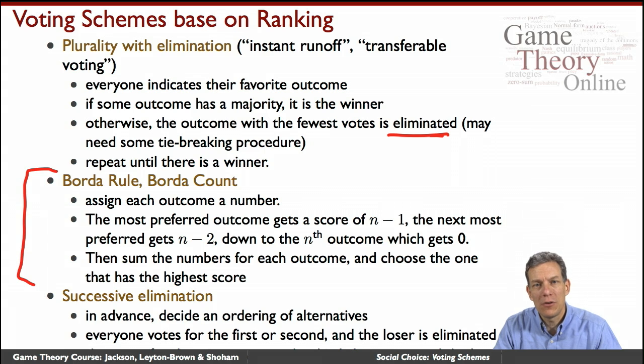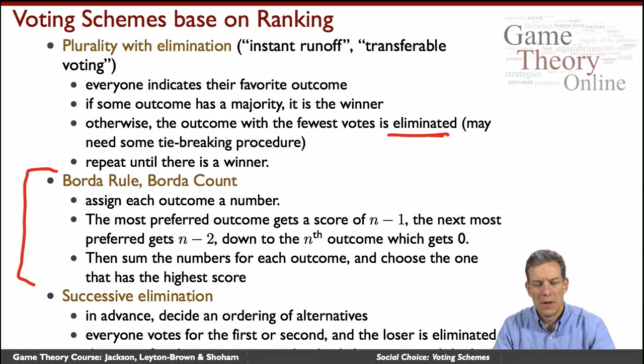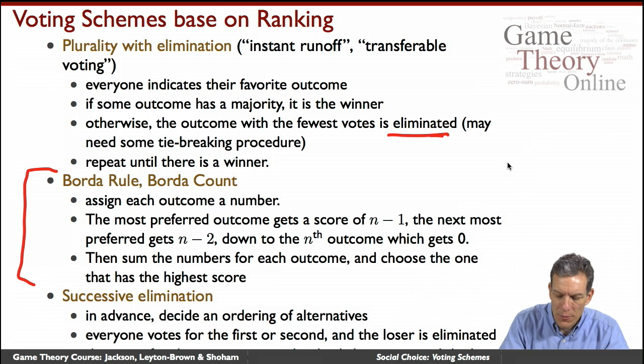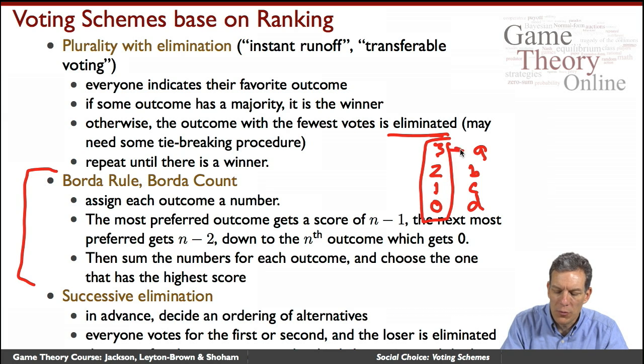How do we pick outcomes under this? In this case, you get to give your ranking, and so you're assigning a single number to each outcome. Suppose I have a ranking where I like A better than B, better than C, better than D. If we had 4 different possible outcomes, I get to give a score of 3 to my preferred, 2 to my second preferred, 1, 0. And so my most preferred gets 3 votes, this gets 2, 1, and 0.